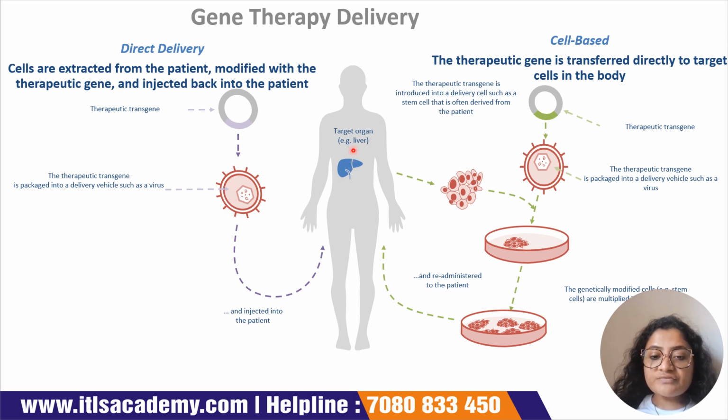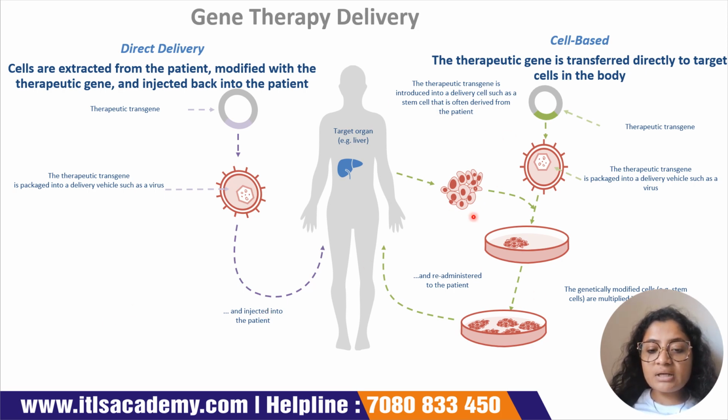But in case of cell based gene therapy, what is happening? Now let's come to the right hand side of the slide. Here, as you can see, the therapeutic gene is transferred directly to the target cells in the body. In case of direct delivery, we don't know whether that virus carrying the transgene will go into the liver or the heart or the stomach, because it is not a targeted delivery, it is just a random delivery. But in case of cell based delivery, we are directly targeting the transgene into the specific target cells, which in this case are the liver cells.